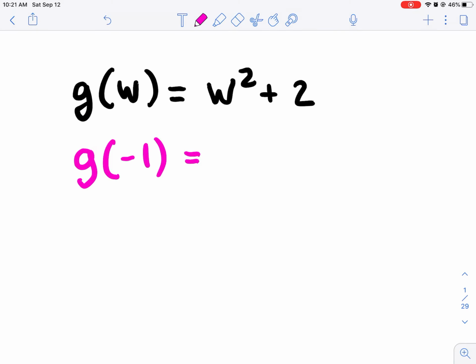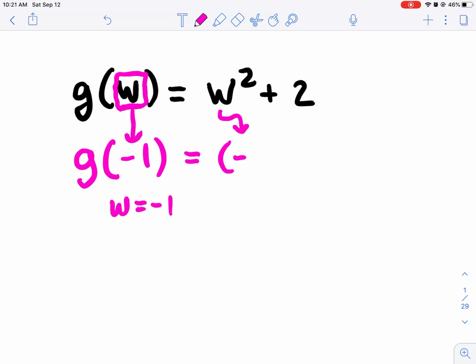If we're evaluating g of -1 for this function, essentially this tells us that we're going to be taking and replacing our variable w with the value of -1. So essentially this notation says, hey, take this function that's named with the letter g, replace my variable with the value of -1, and see what result I get out.